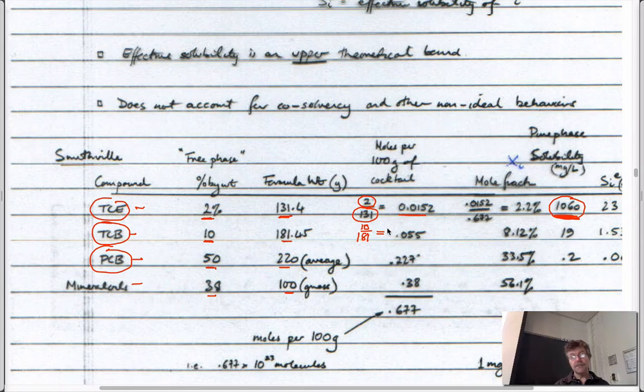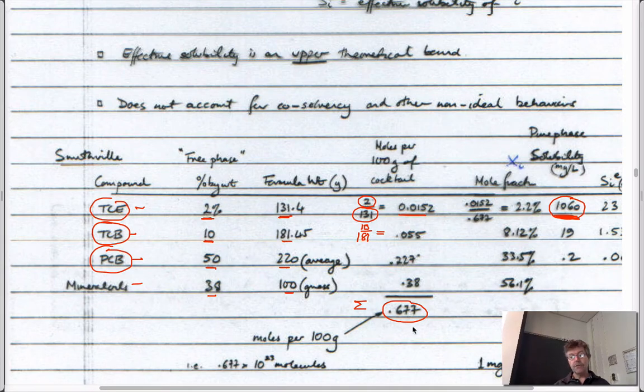Etc. So this is the number of moles of TCB. These are the number of moles of PCBs and of mineral oils. If we sum them all up, this is the number we get. So these are the number of moles per 100 grams, because this percent is just 2 grams would be 2% of 100 grams. I guess that's what we're doing there.